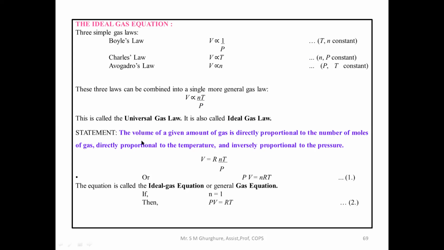Now, what is the statement? The volume of a given amount of gas is directly proportional to the number of moles of gas and directly proportional to its temperature and inversely proportional to its pressure. Then you rearrange this equation and you get PV equals nRT. If n equals 1 mole of gas, then PV equals RT. This is the ideal gas equation.